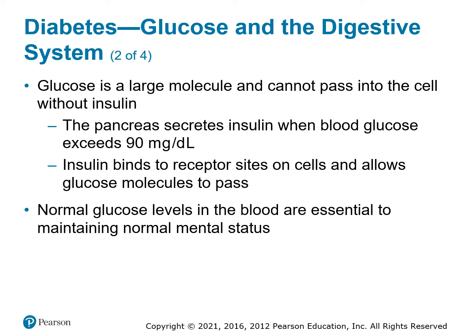The pancreas secretes insulin when the blood glucose exceeds 90 milligrams per deciliter. So we munch, yum, yum, yum. We eat a bunch of food. It's got some carbohydrates. It gets converted into glucose. Our pancreas recognizes this and starts to secrete insulin. This insulin binds and allows the glucose to go from the bloodstream and into the cells.